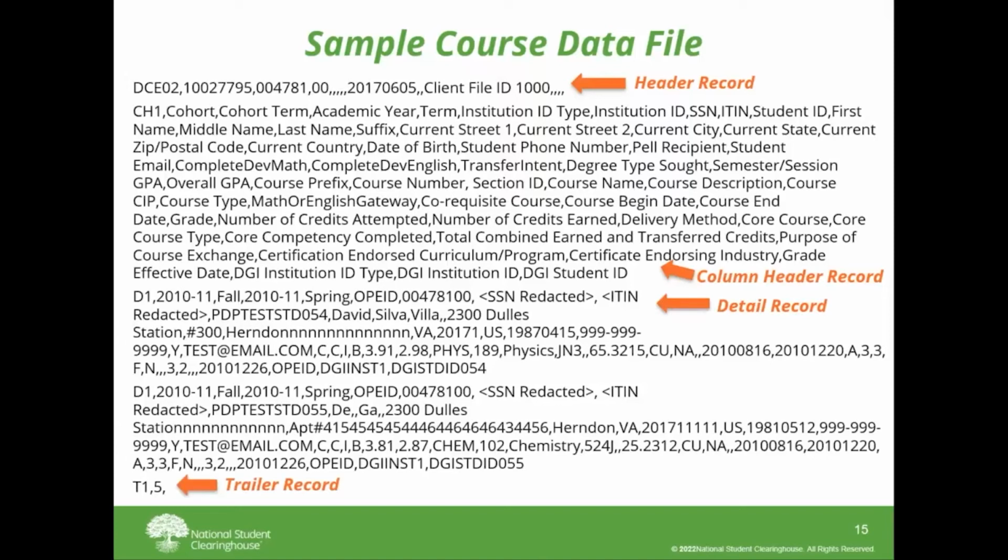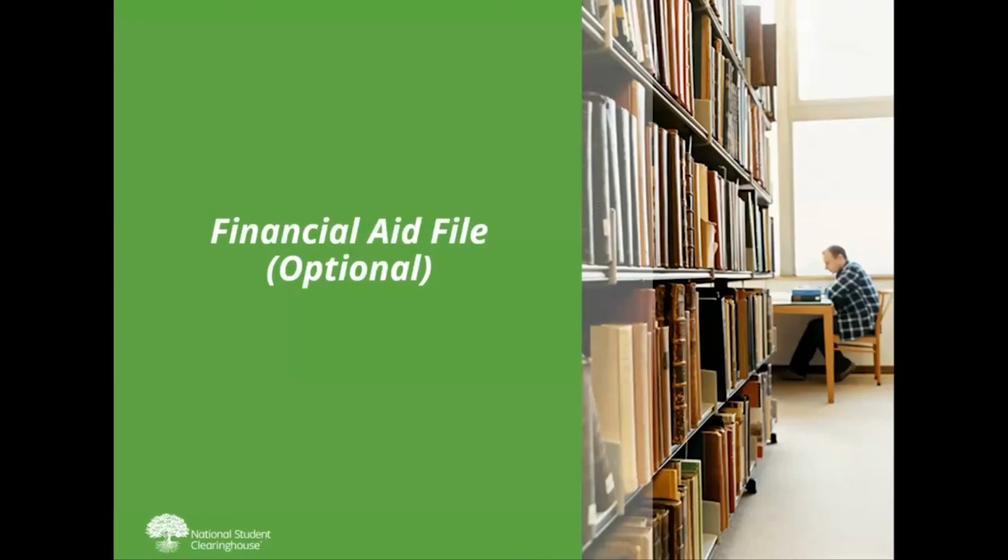For the course file trailer record, it is the same as the cohort file. The record type must be T1. Now we will cover the financial aid file.